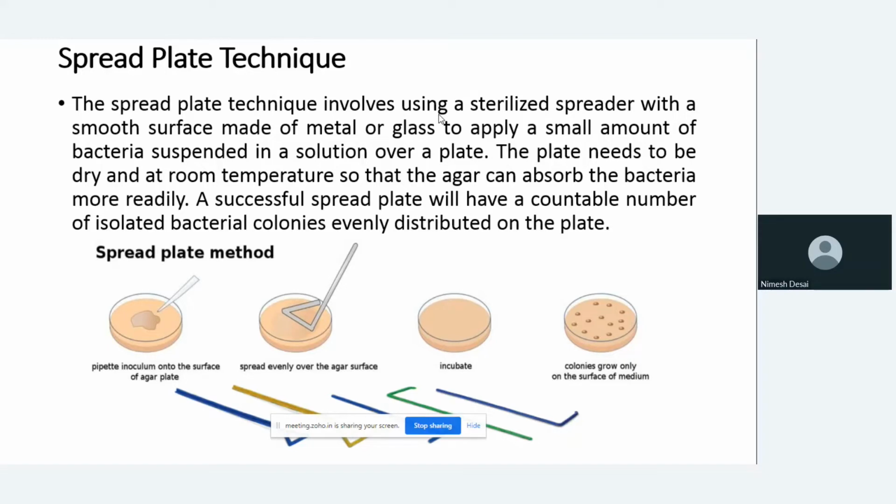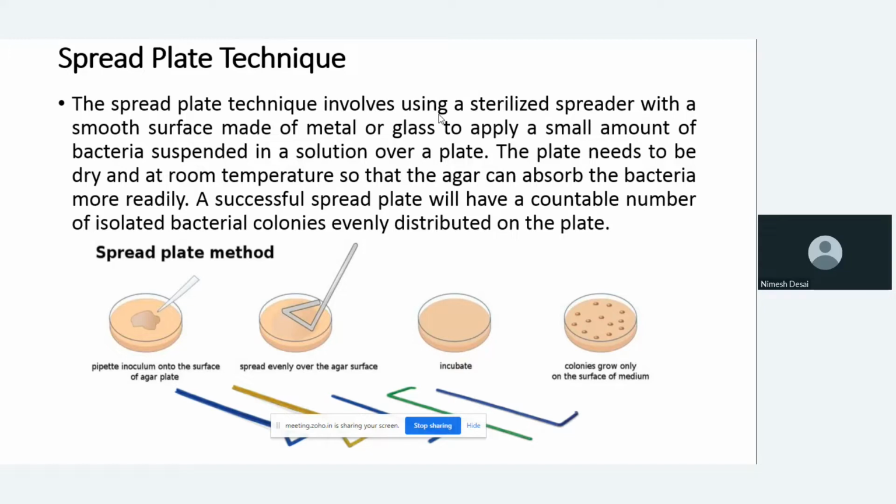Regarding the techniques in microbiology, first of all, it's the spread plate technique. What is the spread plate technique? The spread plate technique involves using a sterilized spreader with a smooth surface made of metal or glass to apply a small amount of bacterial suspension in a solution over a plate. The plate needs to be dry and at room temperature so that the agar can absorb the bacteria more readily. A successfully spread plate will have a countable number of isolated bacterial colonies evenly distributed on the plate.